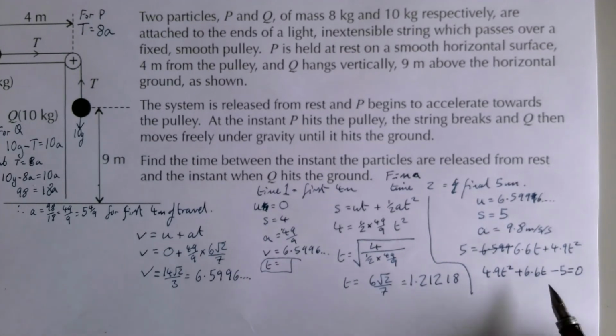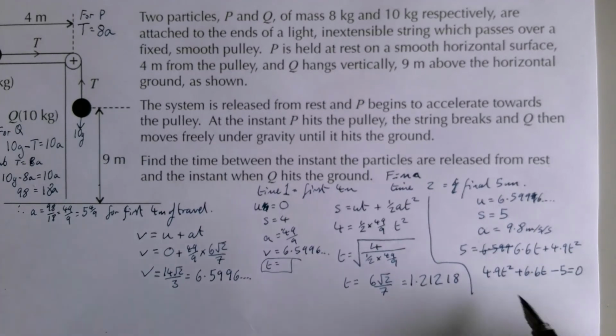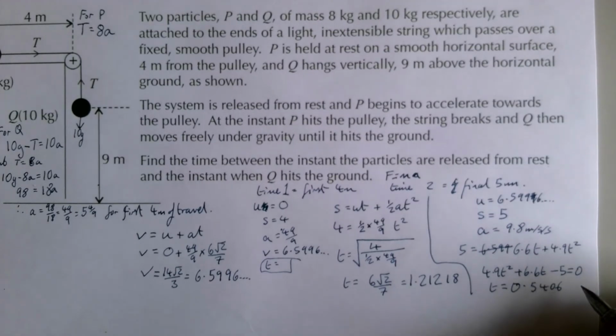Now you can use the quadratic formula there, or you can just whack it into the calculator using your polynomial solver. If you're not sure how to do that, contact me, because I'm pretty sure you can all do that now. So t would then give us 0.5406, I think it is, to 4 decimal places. It also gives you a negative number, but you don't need to worry about that one.